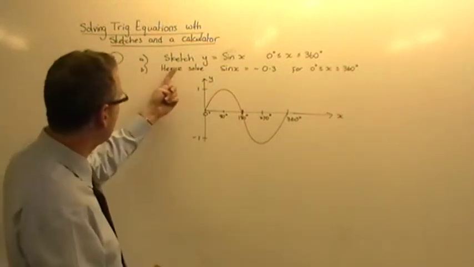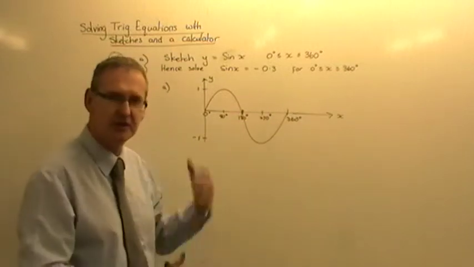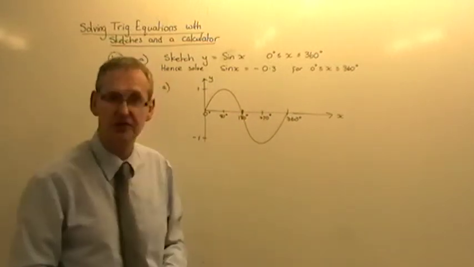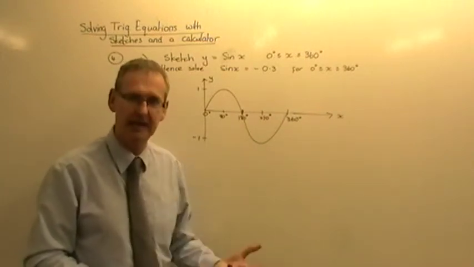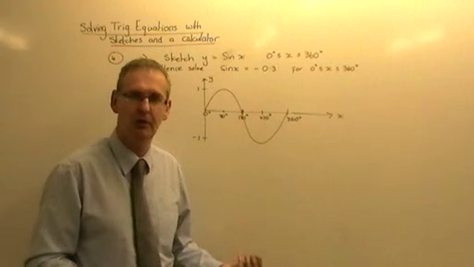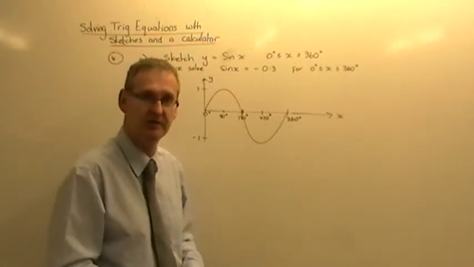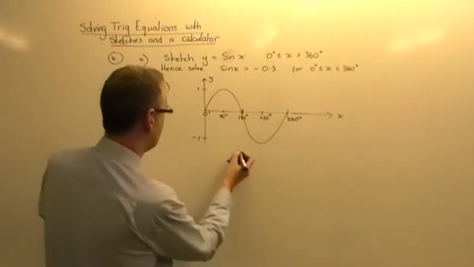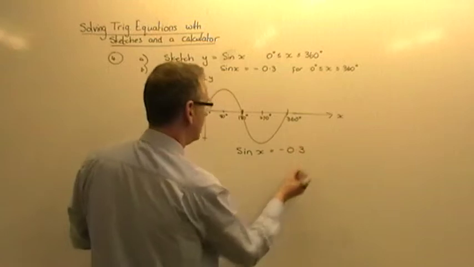Part B now says hence solve this equation, and obviously hence means you've got to use this sketch to solve it. The sketch on its own will not be enough because it's not accurate, so you've got to use the sketch in combination with a calculator to get the answer, as we've done in previous questions. Okay, so I'll write down the equation again. Sine of x equals minus 0.3.